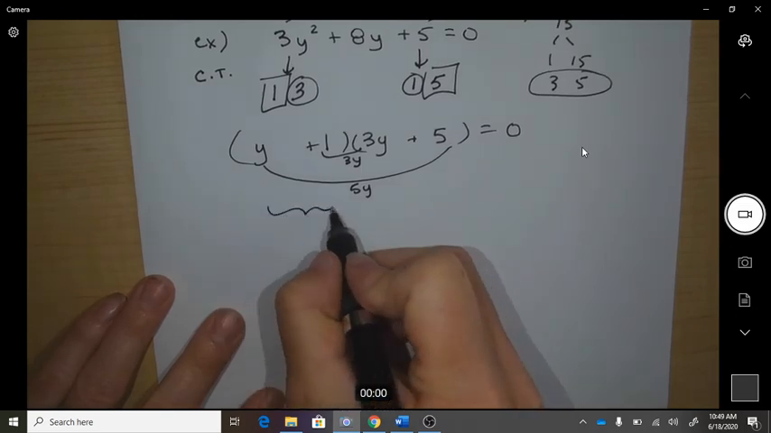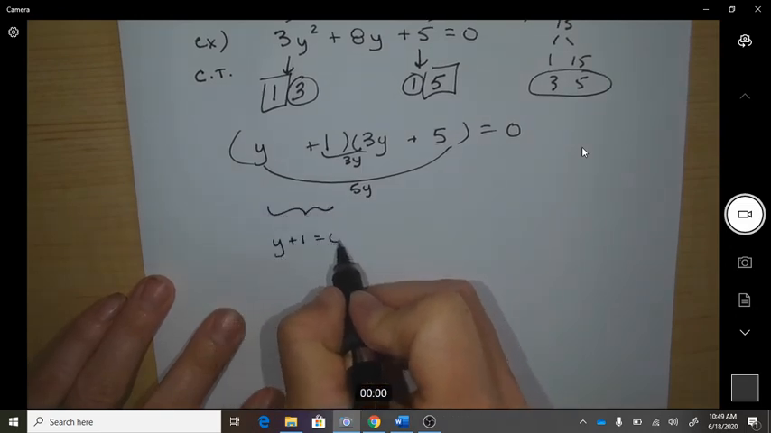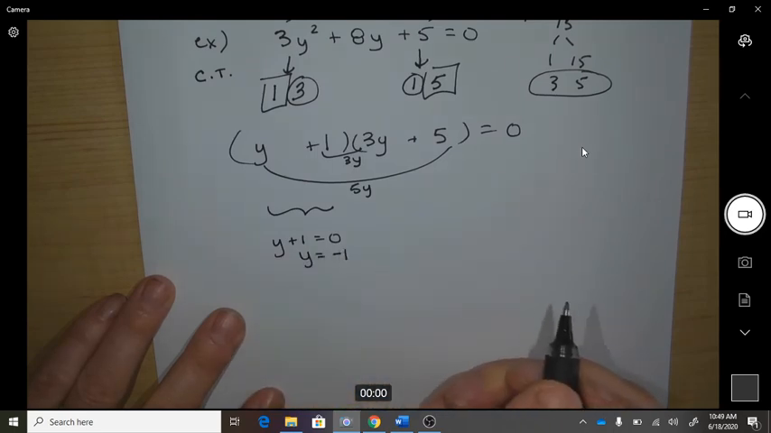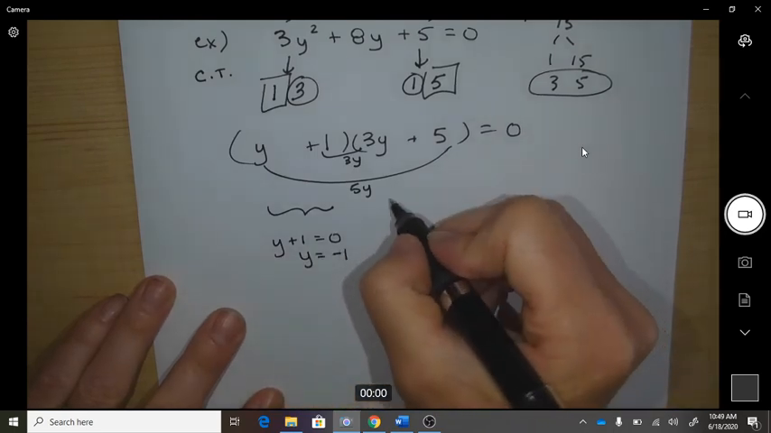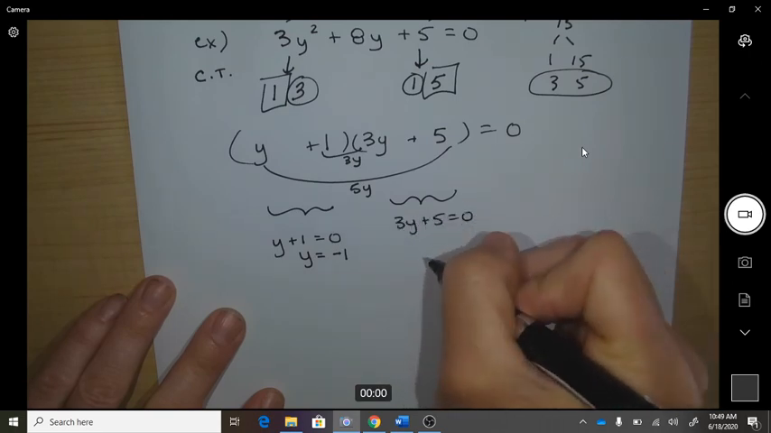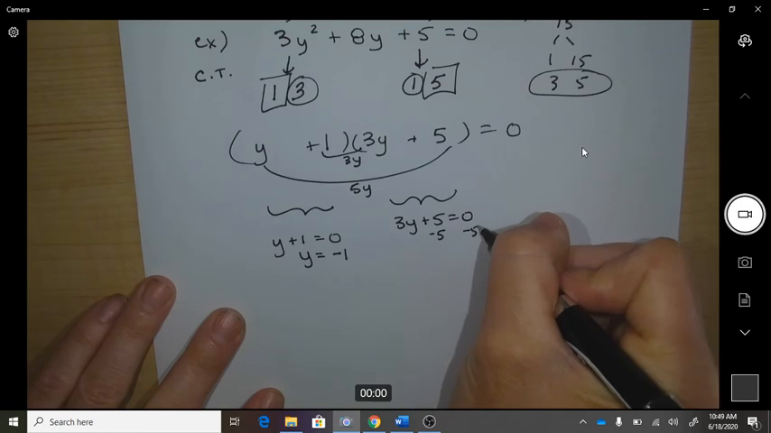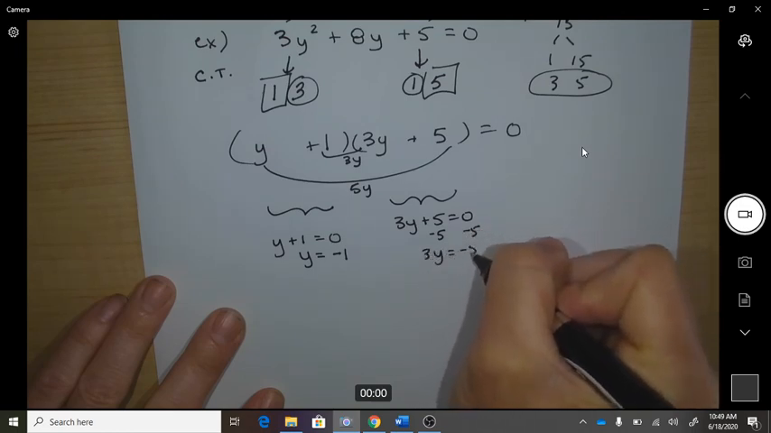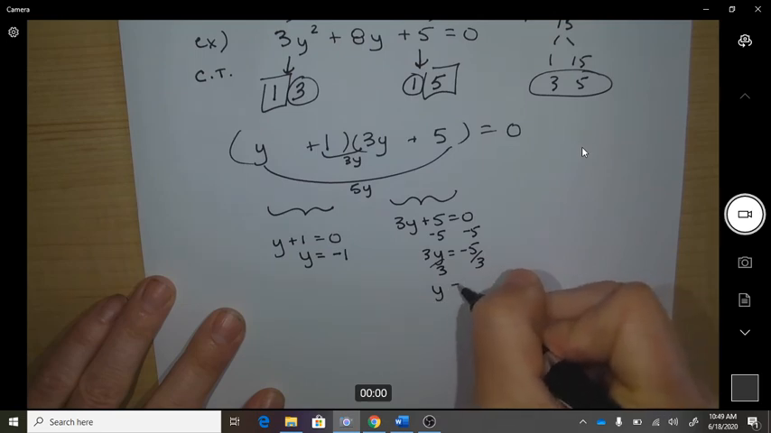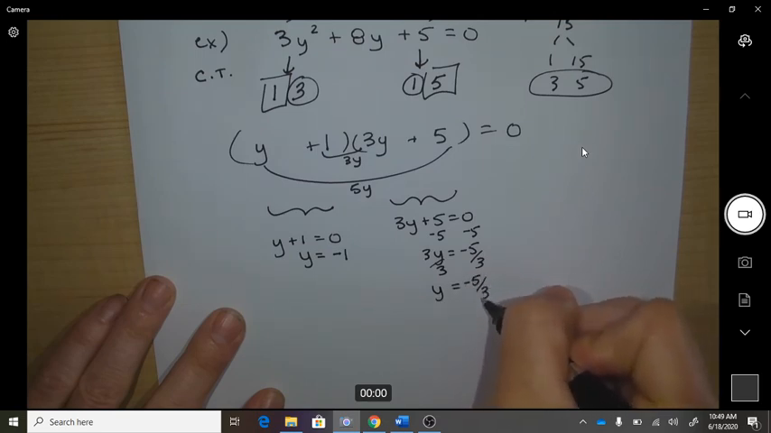Okay, so in this bracket, if I want y plus 1 to equal 0, y would have to be negative 1. And in this bracket, if I wanted 3y plus 5 to equal 0, I would move that over and then divide by 3. So y would have to equal negative 5 over 3.